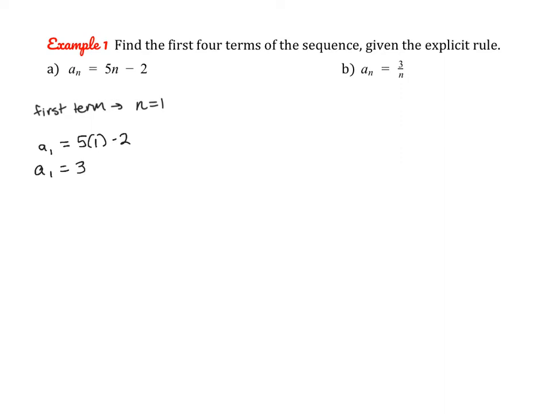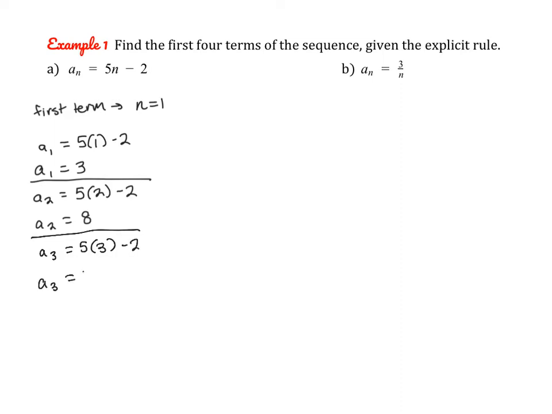So to find the next term, we're going to find a sub 2. So we do 5 times 2 minus 2, again replacing n with 2, and we get a sub 2 equals 8. So this means the second term in line is 8. And we can do the same for a sub 3. Again, the third term in line is when n equals 3. So minus 2. So a sub 3 is 13.